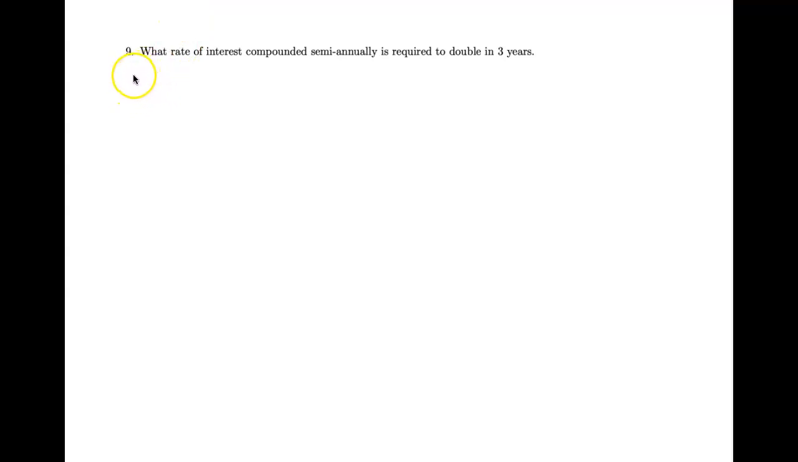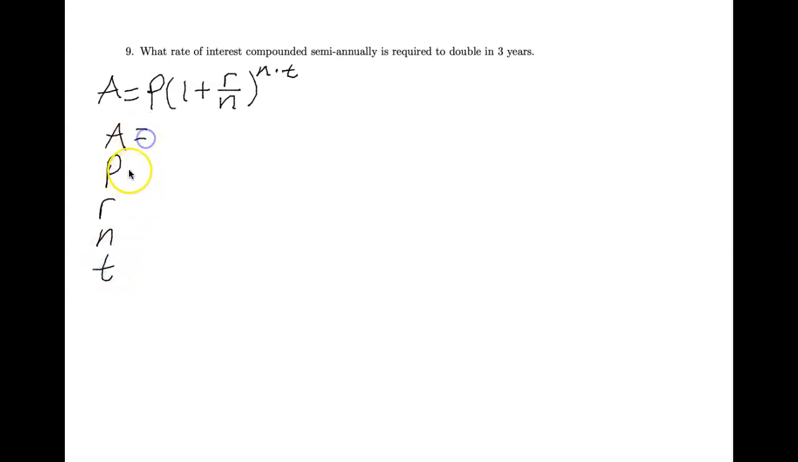Since the problem states that it's compounded semi-annually, we are using the formula A equals P times (1 plus r over n) to the n times t. And let's list our parameters. The problem starts off stating what rate of interest, so that's what we're trying to find. It's compounded semi-annually, so n is 2. It's doubling in 3 years, t is 3.